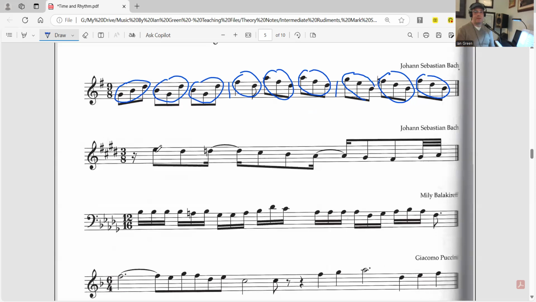Let's do the next one in 3/8 by Johann Sebastian Bach. This is kind of an interesting thing because we have 1, 2, 3 beats per bar we have to add, but this is like 1 and 2 and 3 and. So the bar line actually goes here. 1 and 2 and 3 and. 1 and 2 and 3 and, then the bar line. If you're uncertain, you can always put in 1 and 2 and. 1 and 2 and 3 and.